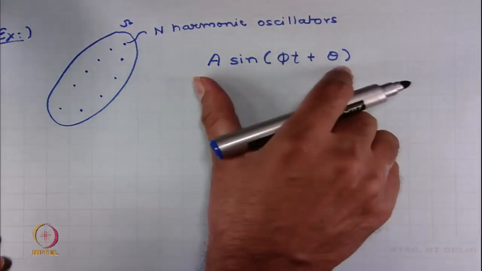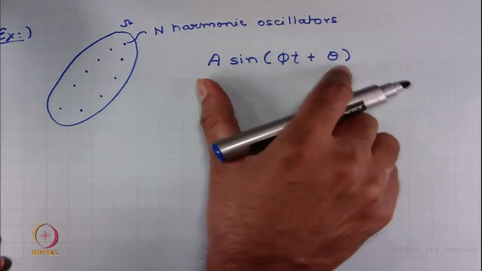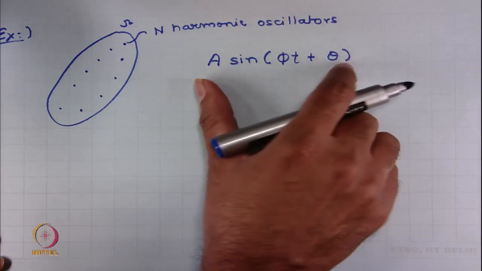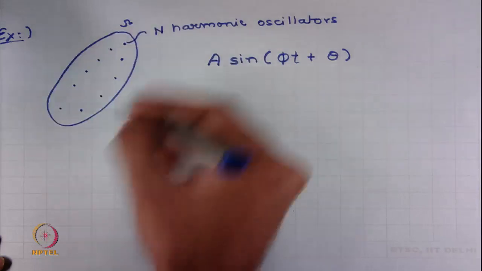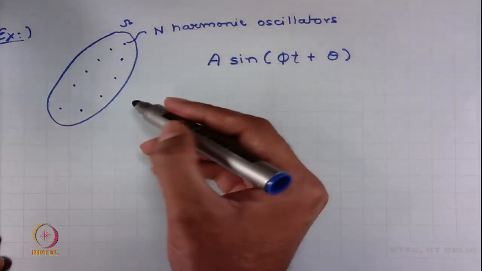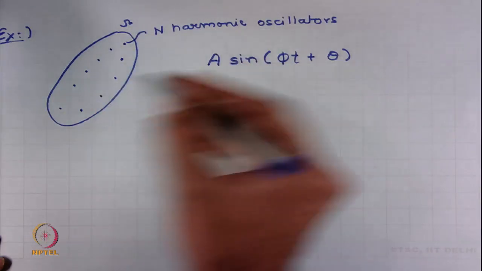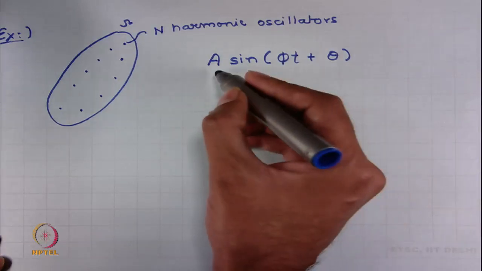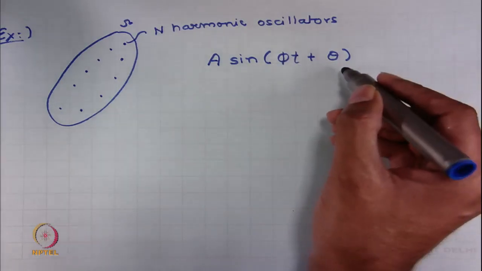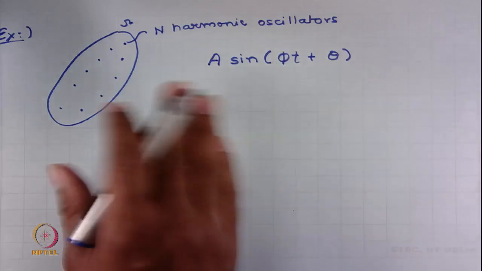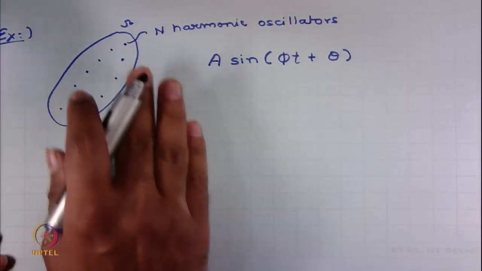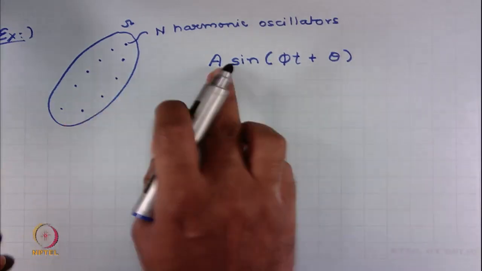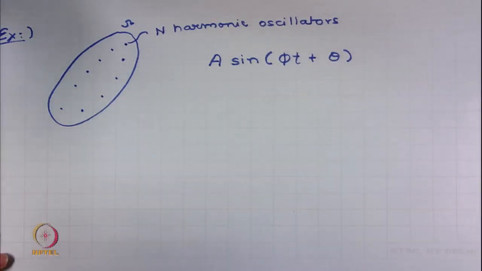Now, for a given harmonic oscillator, these parameters are fixed. That means a given harmonic oscillator produces a specific sinusoidal waveform. But if you are thinking about n harmonic oscillators, depending upon which harmonic oscillator you choose, the values of amplitude, frequency and phase may differ. That means the amplitude, frequency and phase depend upon which harmonic oscillator you choose, but for a given harmonic oscillator these quantities are deterministic, right.